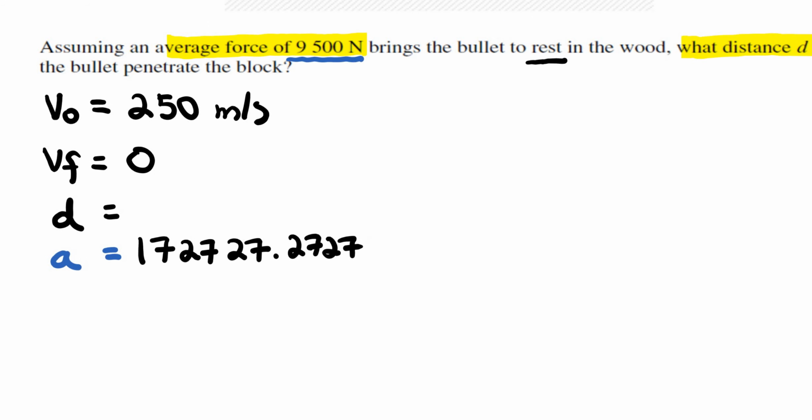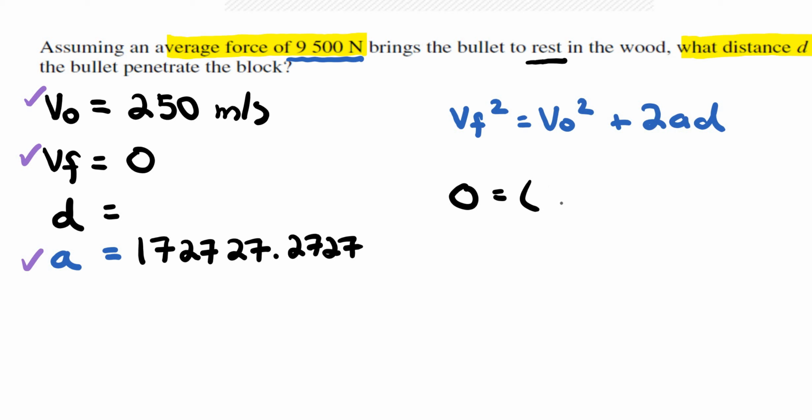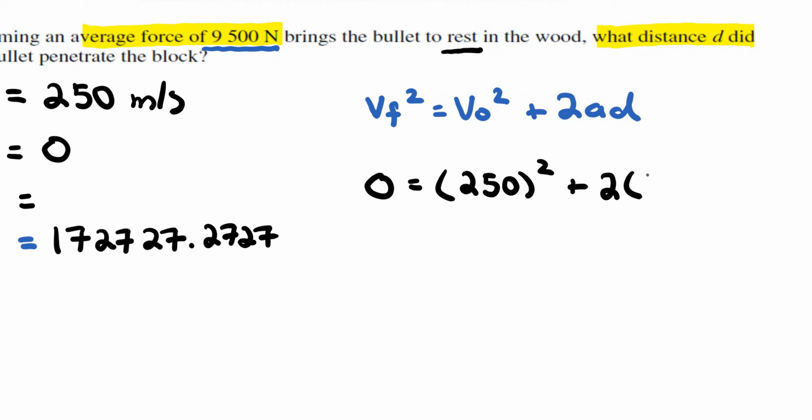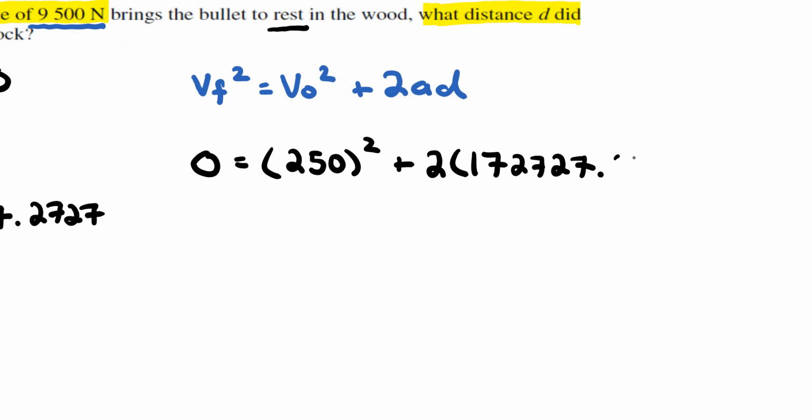Okay, so we have our initial speed, we have our final speed, and we have our acceleration. And now we need a kinematic equation that will help us find the distance. The kinematic equation that I have in mind is this one right here, which is your final speed squared equals your initial speed squared plus 2 times the acceleration times the distance. Okay, let's plug in the numbers. Your final speed is going to be 0. Your initial speed is going to be 250 all squared plus 2 times the acceleration, which is 172727.2727, and then we solve for the distance.